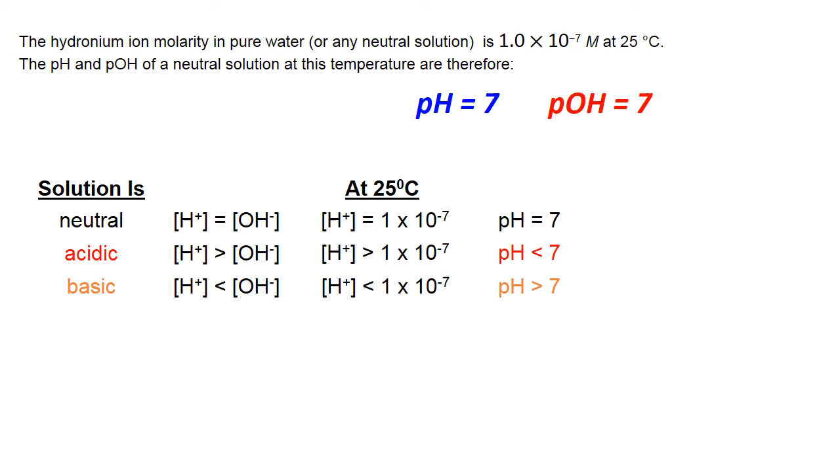For acidic, H plus is more than OH minus. That means H plus is more than 1 times 10 to the negative 7 and pH is less than 7. Smaller pH, larger acidity. Now for a basic solution, concentration of hydroxide is larger than concentration of H plus. H plus is smaller than 10 to the negative 7 and pH is larger than 7. A larger pH, more basic is that solution.